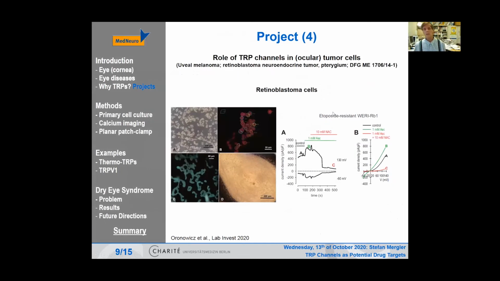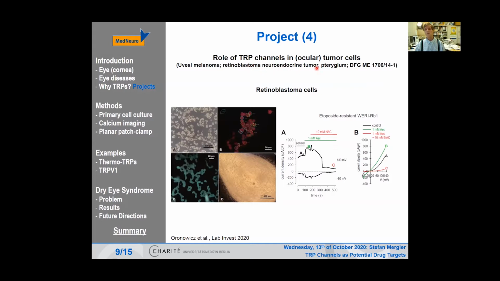Another project is focusing on eye tumor cells. This is also an interesting topic, because I worked partially also in gastroenterology, working with neuroendocrine cells. Here, uveal melanoma is the most commonly occurring eye tumor in adults. Retinoblastoma is a very aggressive tumor, which initially occurs in children.